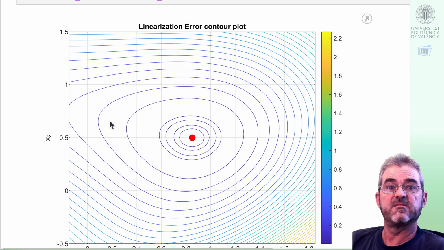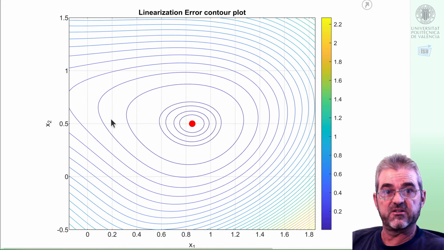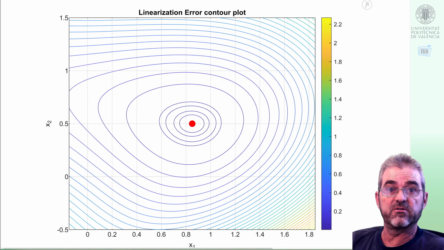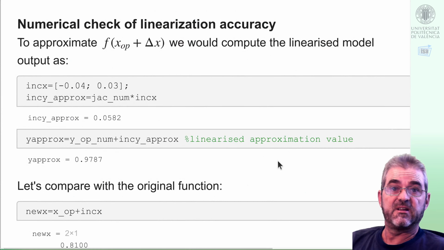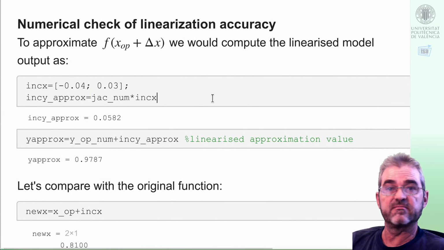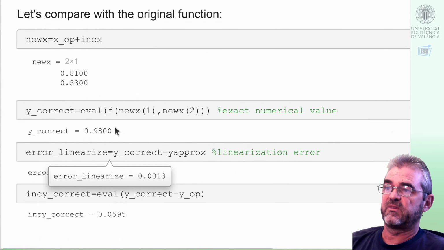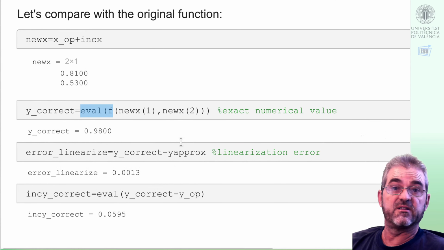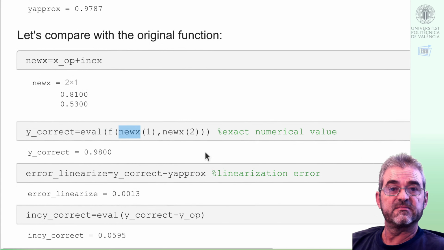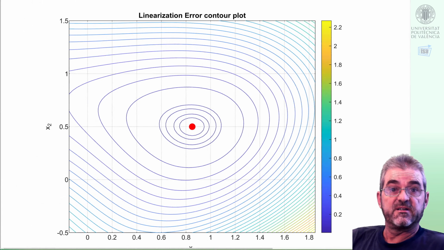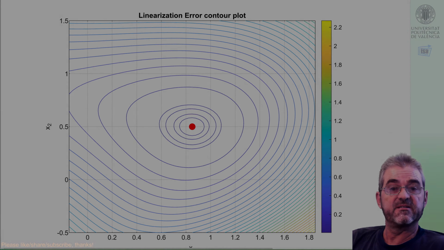So this is kind of the analysis of the linearization error, but in introductory courses, maybe the only analysis you need is the one we did at the beginning, just numerically in a point, comparing this increment to the true increment, evaluating the nonlinear function at the new point. So, with this numerical and graphical analysis of the linearization error, we finish the video here. Thanks for watching.